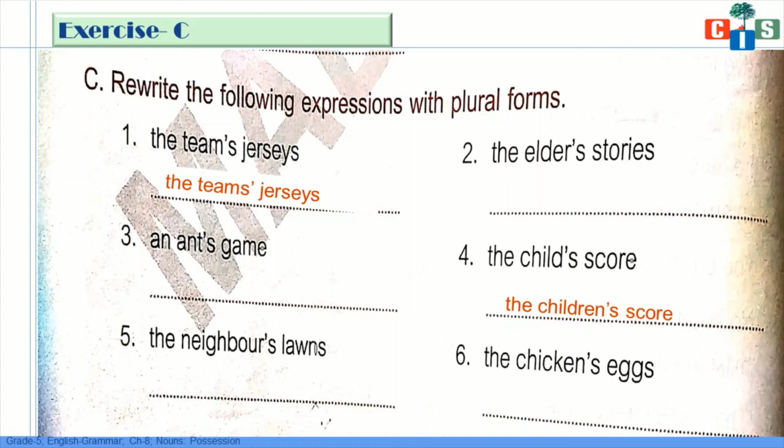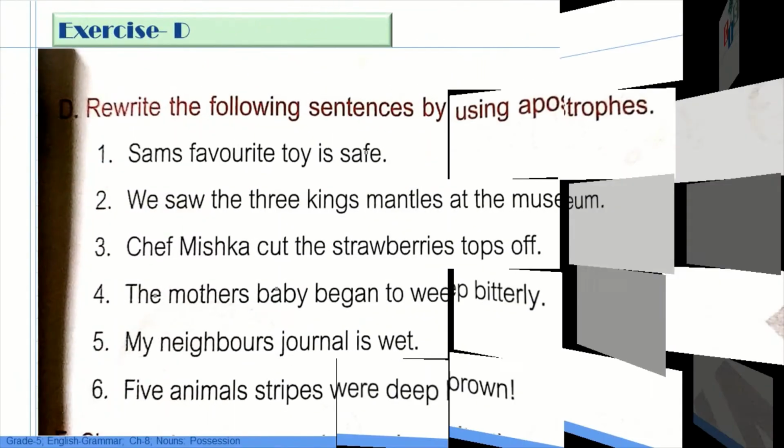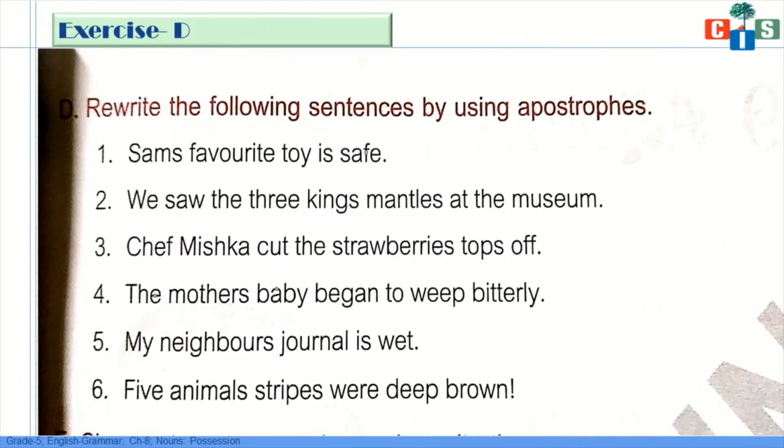Okay, now let's move to rewrite the following sentences by using apostrophes. You have to write all these sentences again. I am doing only one here, and the rest you will do by yourself. And if you are unable to do it, try and try. Even if you are unable to do it, you will get notes of all this. Then maybe you will understand.